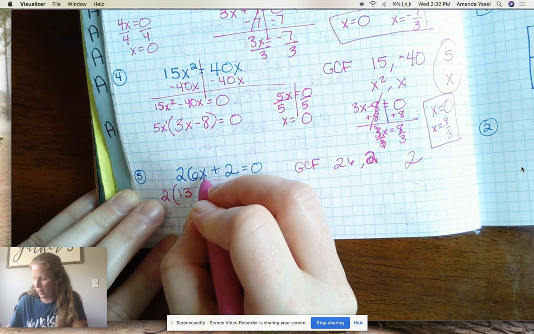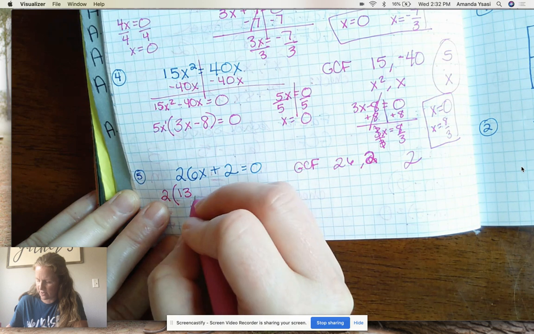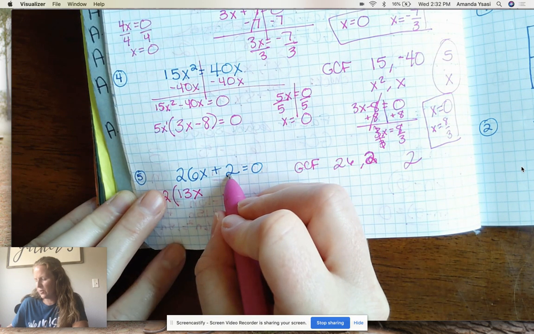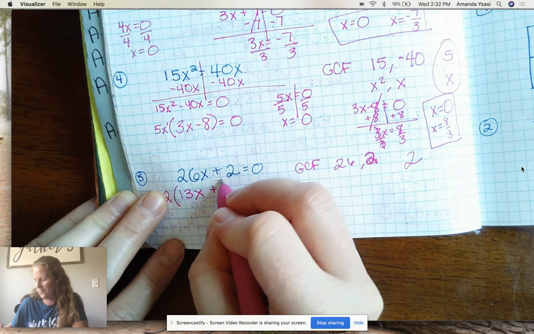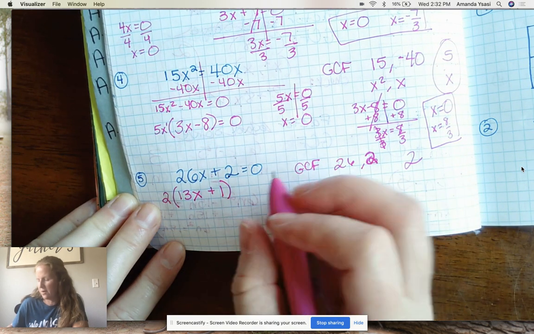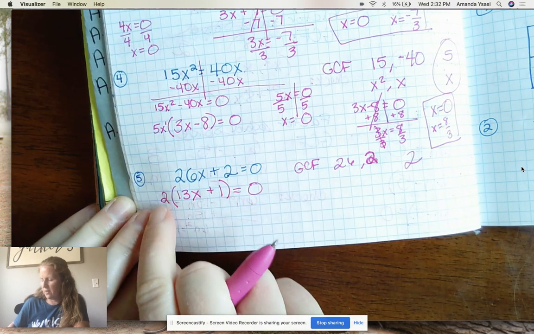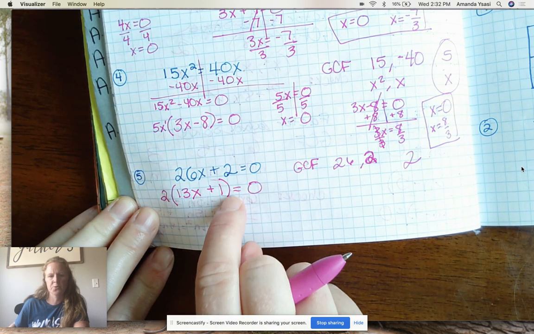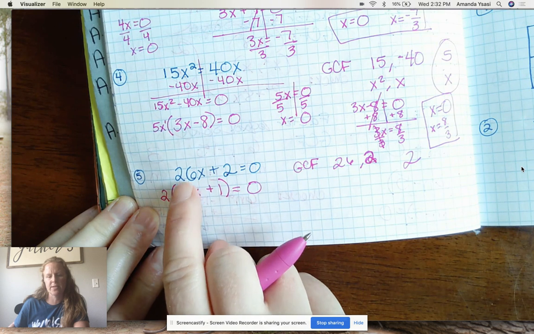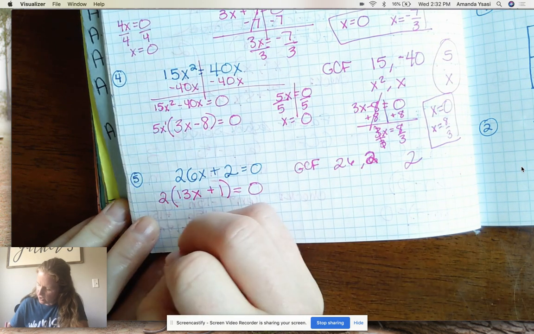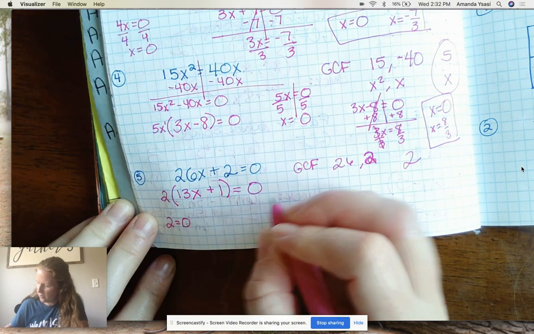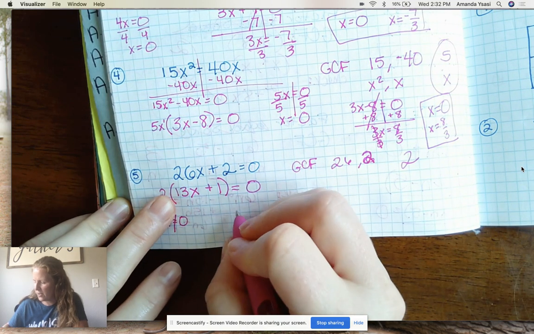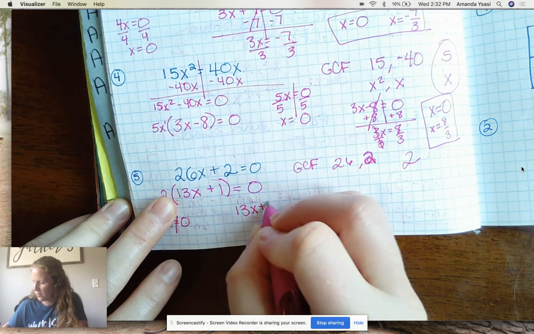And then we don't have an x, so it's kind of like saying x to the 0, so we're going to leave the x on there. And then 2 divided by 2 is 1, so plus 1. And there's no variable on that either. On the front you don't have a variable. And so here you don't have a variable. Because 2 times 1 is 2. 2 times 13 is 26. So now we say 2 equals 0. Not true. But we do have that 13x plus 1 equals 0.